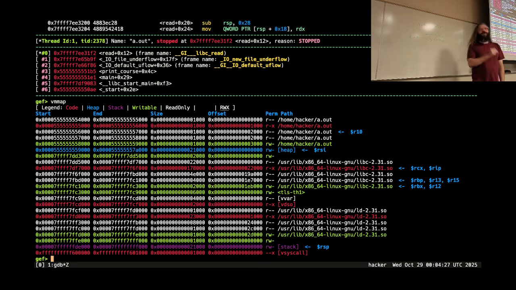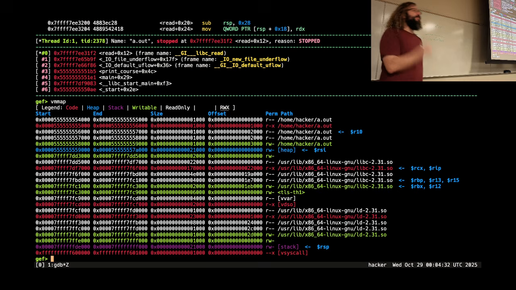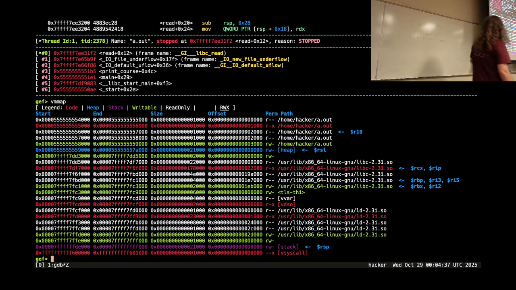So ASLR is not what gives us distinct memory regions. This is just a property of loading the binary. There is still a distinct memory region that is the binary. There is still a distinct memory region that is the heap. There is still a distinct memory region that is libc and its contiguous values. There is still a distinct memory region that is the stack.